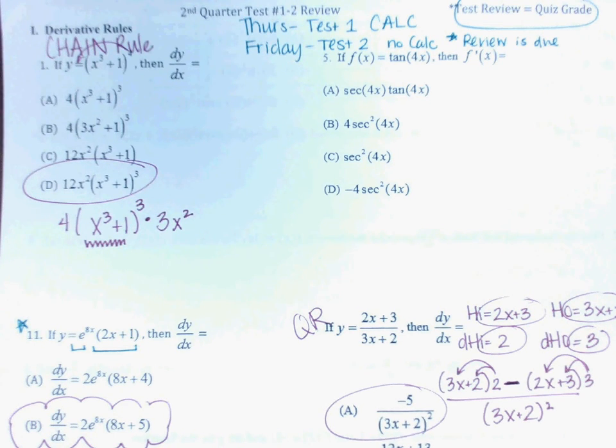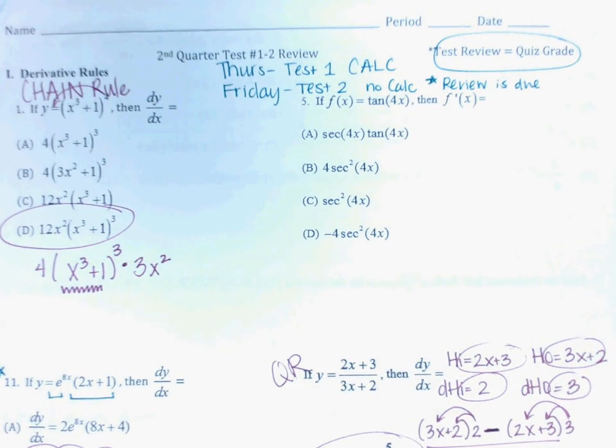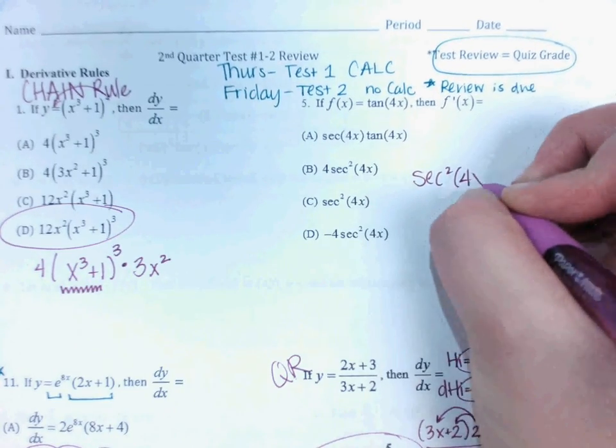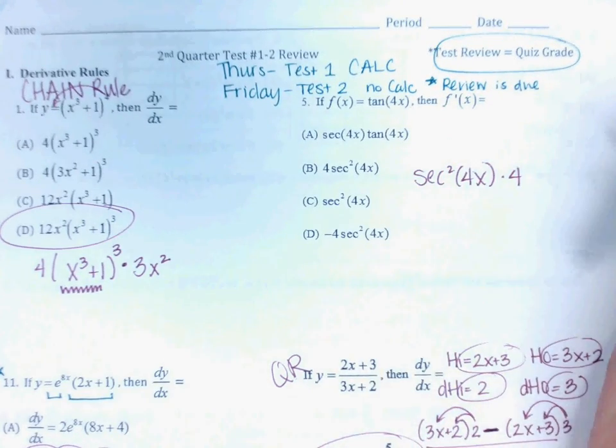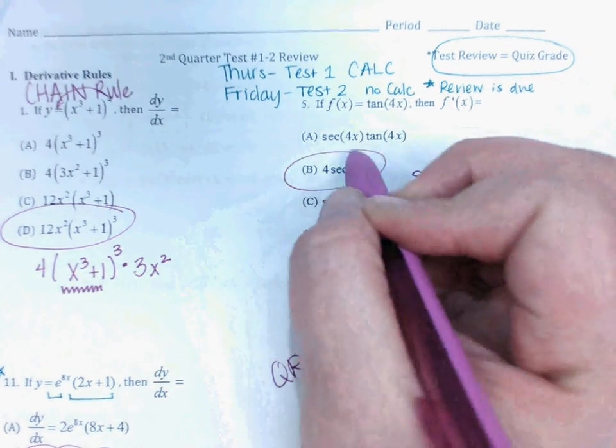Okay, there's one very similar to number 5. What's the derivative of tan 4x? Secant squared 4x, that's it? Times 4. And then what do I do after that? 4 secant squared. Good. So it'd be that one.